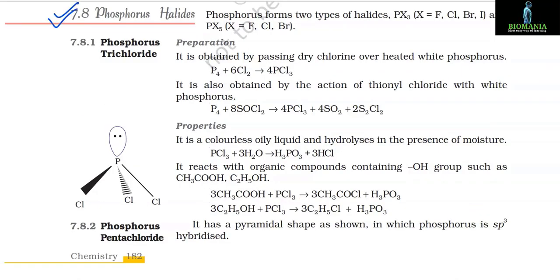7.8 Phosphorus halides. Phosphorus forms two types of halides, PX3, where X is fluorine, chlorine, bromine and iodine, and PX5.